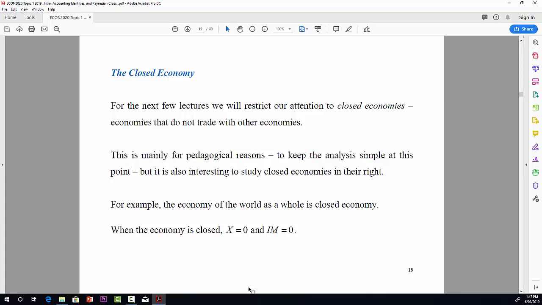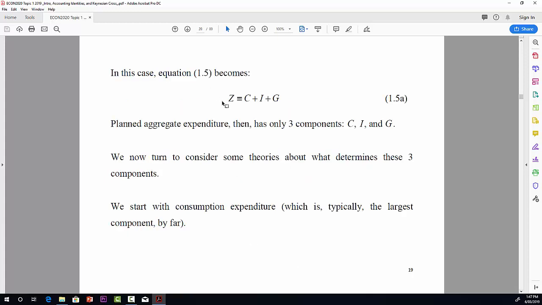Now, when the economy is closed, that means that exports are zero and imports are zero. So in that case, planned aggregate expenditure is just C plus I plus G. So now we're going to take this equation and consider different theories of C and I and G, which are planned consumption, investment, and government expenditure. We're going to start with consumption expenditure, big C.